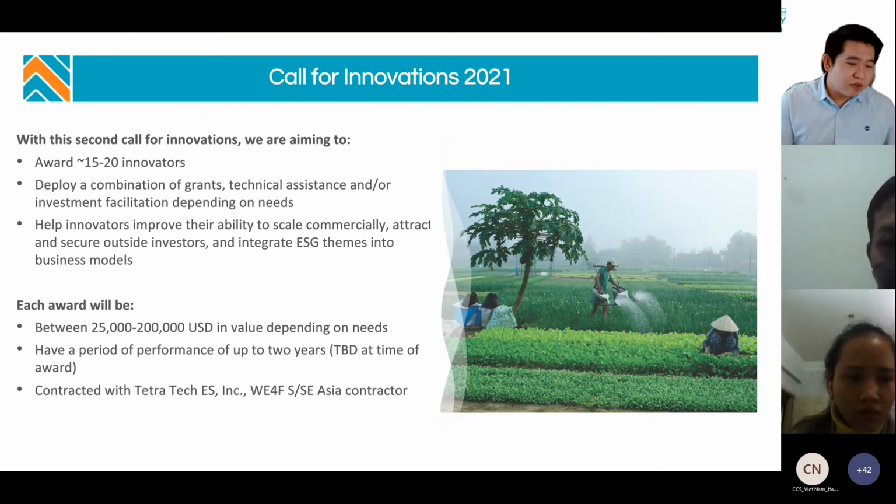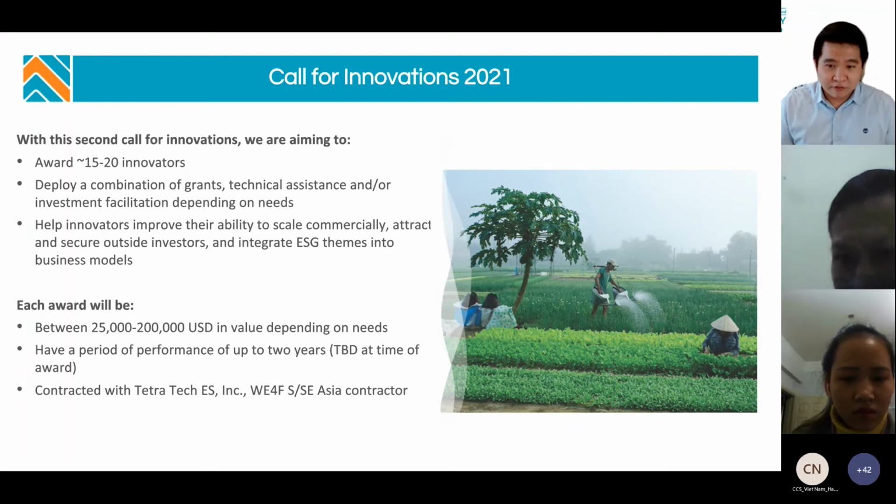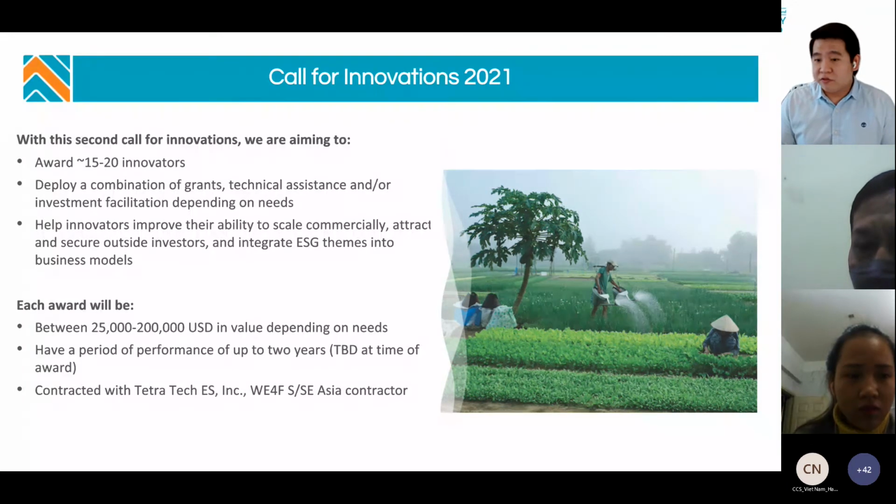In terms of the amount of the grant, it will range between 25,000 and 200,000 USD in value. The period of performance will range from the day that you are awarded to no longer than 2 years after that. Our program will end in mid-2024, so everything must be completed by that time.